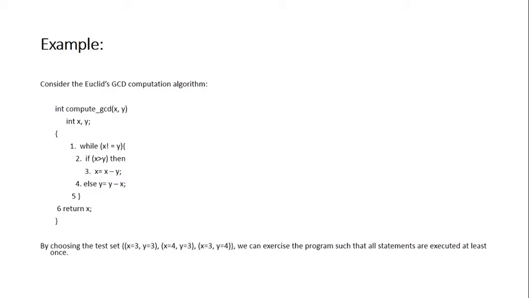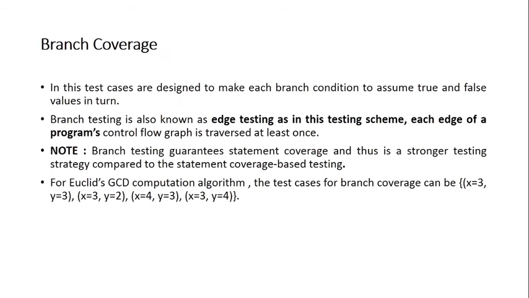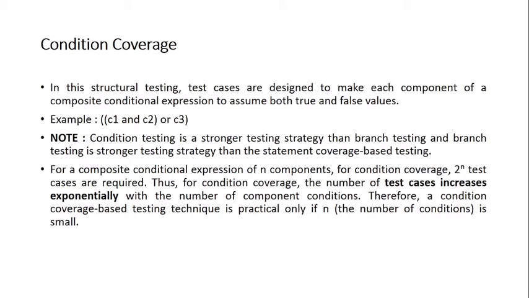So if x is greater, one time you will take x as greater, another time you will take y as greater. So we'll have the first test case as x 3 and y 3 for the while loop, and then not equal one, x is 3 and y is 2. Then for if else, one time you have taken x as greater, another time you have taken y as greater. So you have assigned true and false value to each one of them. So since the number of test cases here is more as compared to the statement coverage, this will be a stronger strategy than the previous one.